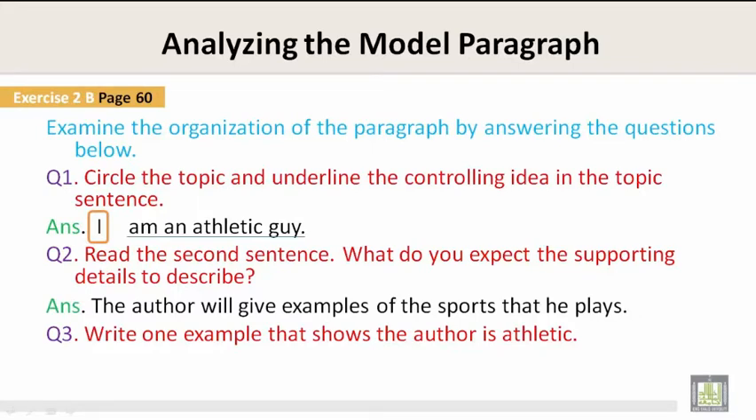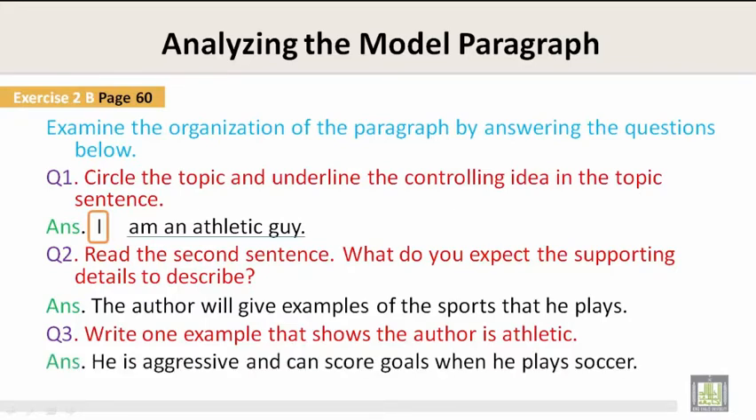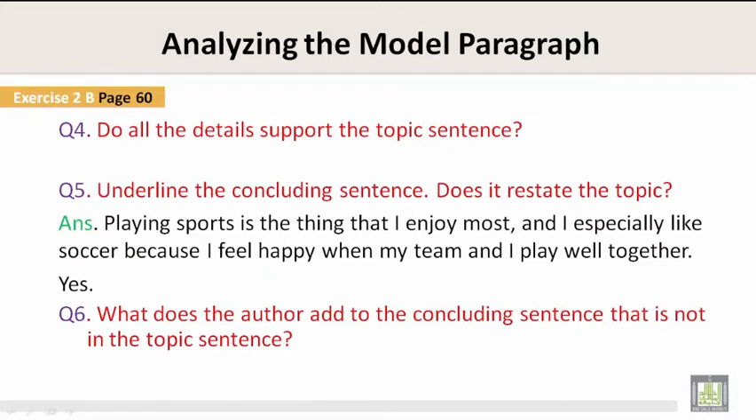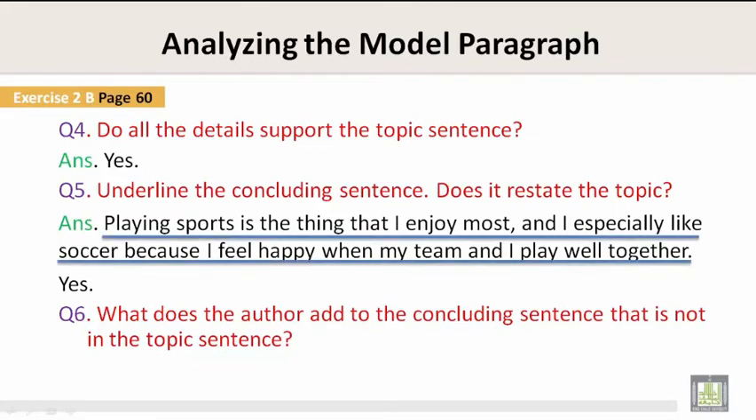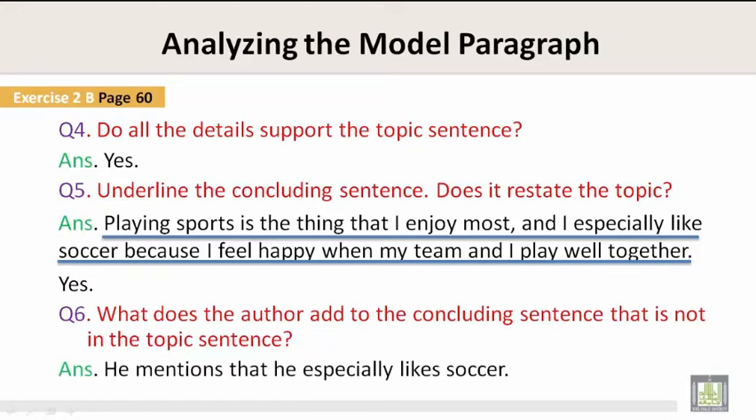Question number 3. Write one example that shows the author is athletic. Well, he is aggressive and can score goals when he plays soccer. Question 4. Do all the details support the topic sentence? Yes. Question 5. Underline the concluding sentence. Does it restate the topic? The answer. Playing sports is the thing that I enjoy most, and I especially like soccer because I feel happy when my team and I play well together. And this restates the topic. Yes. Question 6. What does the author add to the concluding sentence that is not in the topic sentence? He mentioned that he especially likes soccer.